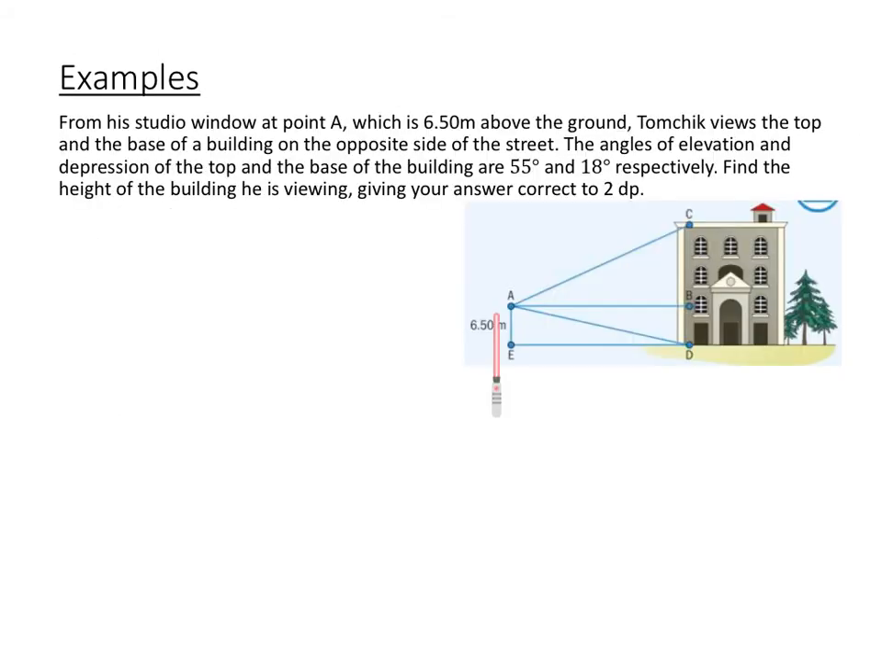From his studio window at point A, which is 6.50 meters off the ground, Tomczyk views the top and the base of the building opposite him. The angles of elevation and depression to the top and the base of the building are 55 degrees and 18 degrees respectively. Given this information, and assuming again this point B here is going to be a right angle on the building, find the height of the building from his viewing angle, giving your answer to 2 decimal places.